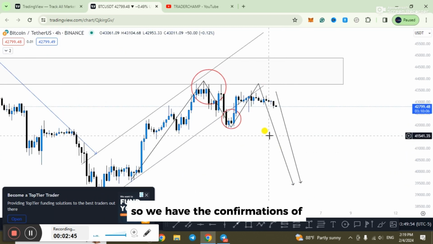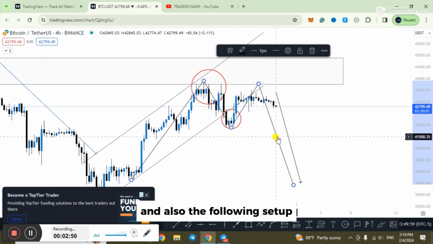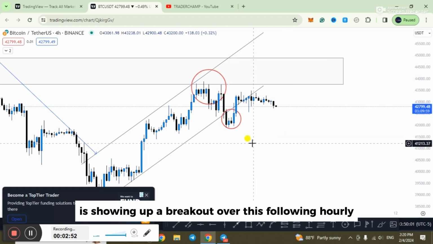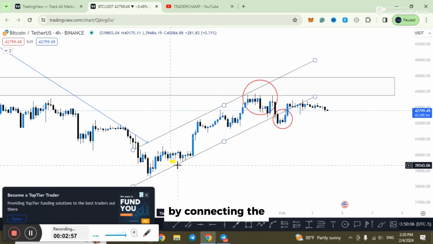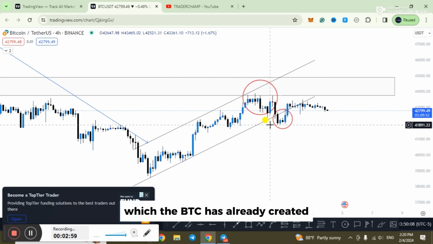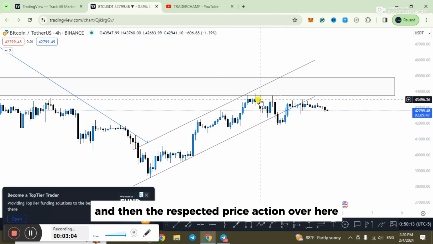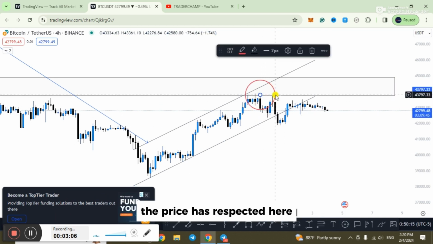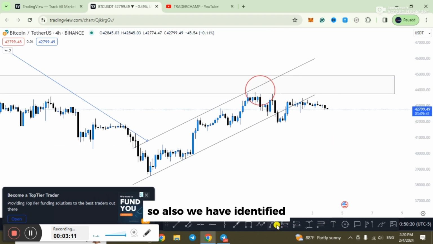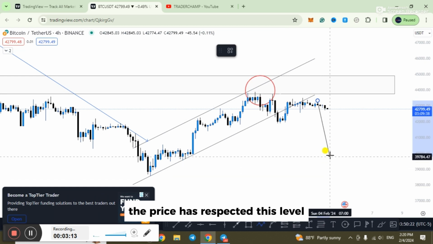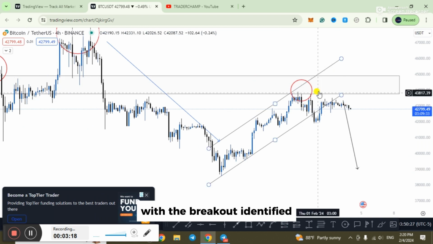We have the confirmations of a major sell zone or supply zone identified, and the setup is also showing a breakout over this hourly trend line, connecting the high lows that BTC has already created. We have this fake out and then the respected price action over here. The price has respected the resistance level or supply zone, and has also respected this level as a breakout, and a bearish trend is about to happen with the breakout identified.